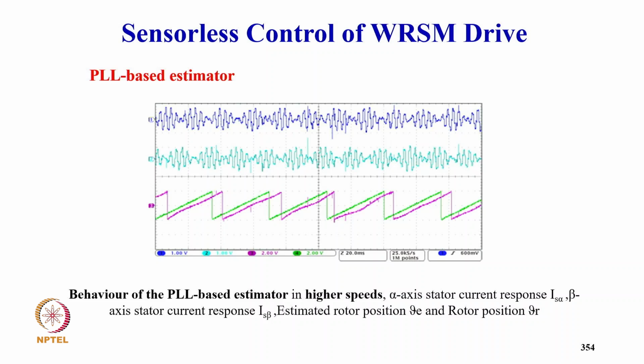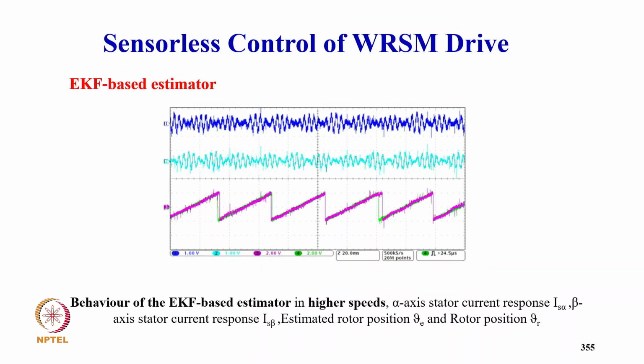And this is the typical behavior of the PLL estimator at higher speed. You can see the alpha axis response and the beta axis response, and the estimated position and rotor position. And the behavior of the extended Kalman filter based estimator at higher speed with the different signal.